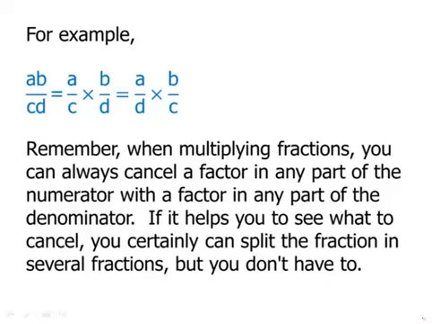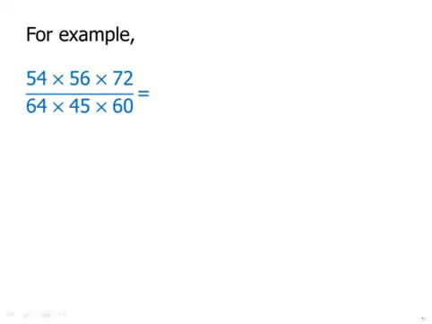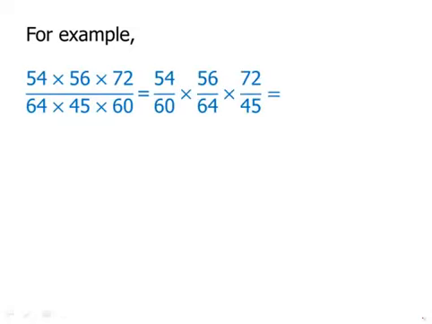If it helps you to see what to cancel, you certainly can split the fractions into several fractions, but you don't have to. So for example, suppose we had to perform this. This would be a horrible thing if we just multiplied out the numerator, separately multiplied out the denominator. This would be incredibly ugly. Instead, we're going to do some canceling. Now we could write these as separate fractions, but we don't have to do that. We can just leave them as is and cancel in place.